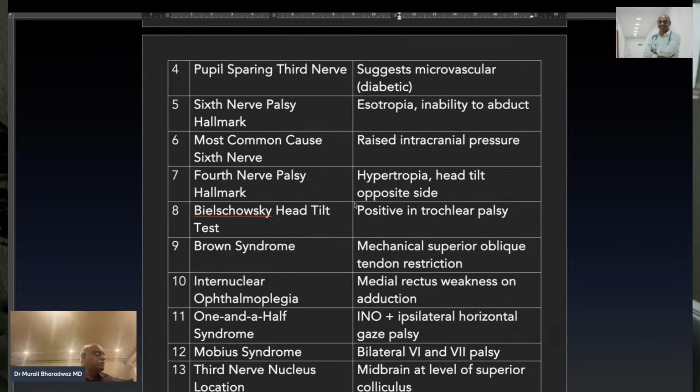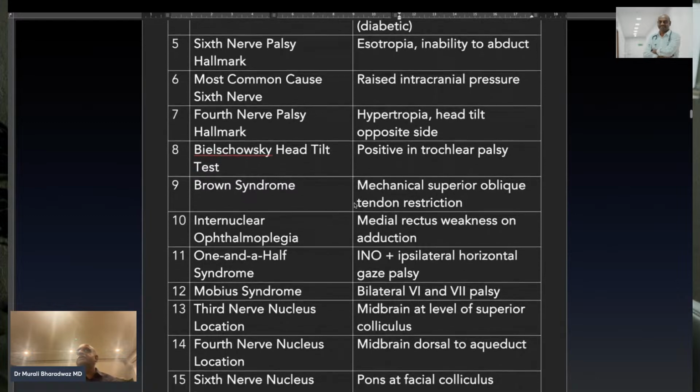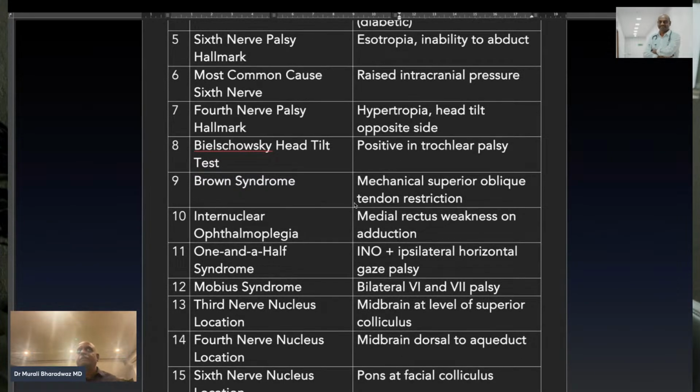Eye is moved inside, sir. Inside? Inside. Yeah, esotropia. Inability to abduct. Convergence. Then the most common cause of sixth nerve palsy is raised intracranial pressure.